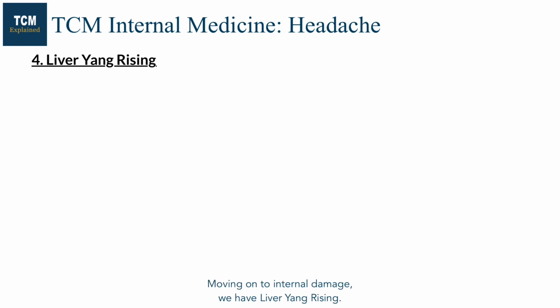Moving on to internal damage, we have liver yang rising. This is an excess presentation of liver yang or liver wind due to deficiency of liver and kidney. When liver and kidney yin is deficient, there is relative excess of liver yang or liver heat, which in turn causes stirring of liver wind.